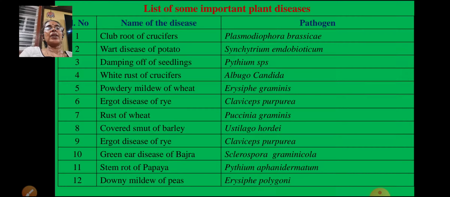This is a list of some important plant diseases. The club root of crucifers caused by Plasmodiophora brassicae, wart disease of potato caused by Synchytrium endobioticum, damping off of seedlings caused by Pythium species, white rust of crucifers caused by Albugo candida, powdery mildew of wheat caused by Erysiphe graminis, ergot disease of rye caused by Claviceps purpurea, rust of wheat caused by Puccinia graminis, covered smut of barley caused by Ustilago hordei, green ear disease of bajra caused by Sclerospora graminicola, stem rot of papaya caused by Pythium aphanidermatum, downy mildew of peas caused by Erysiphe polygoni.